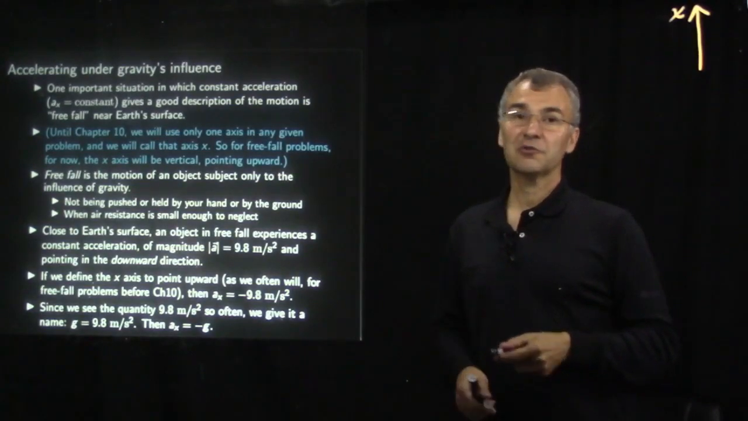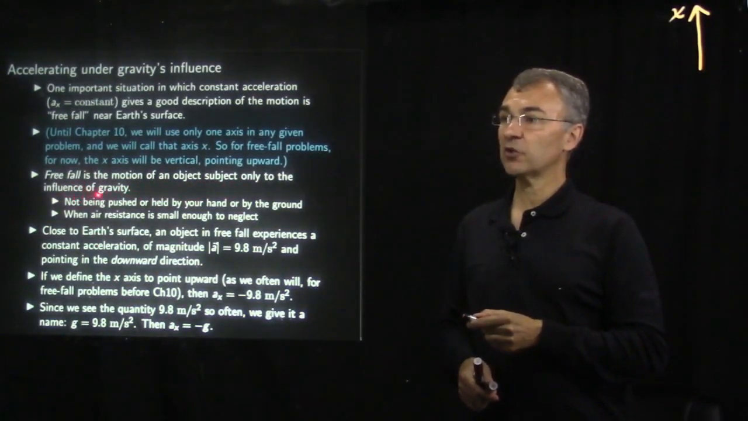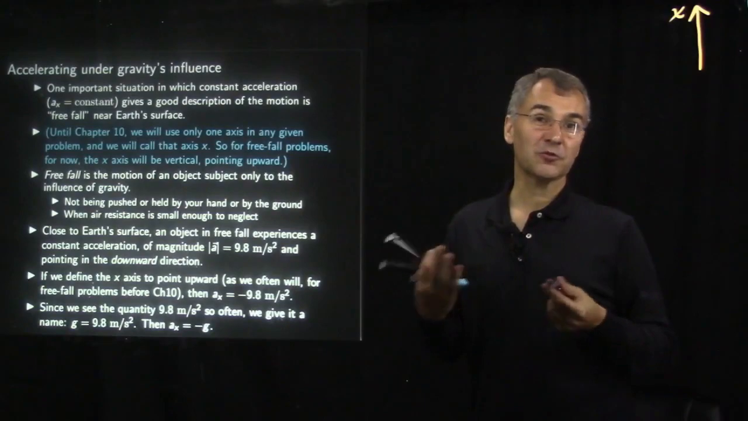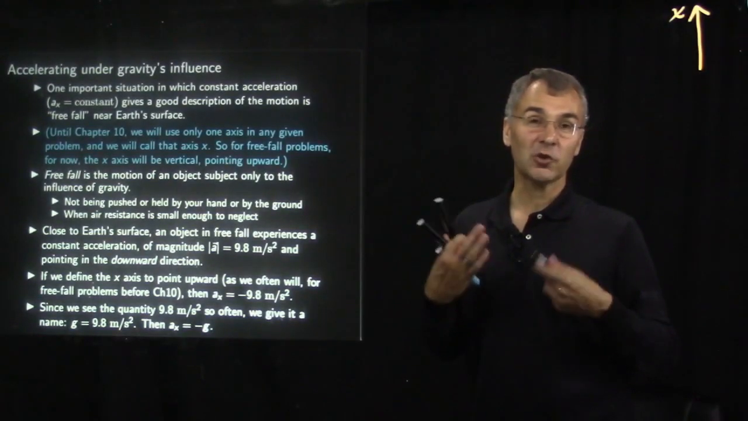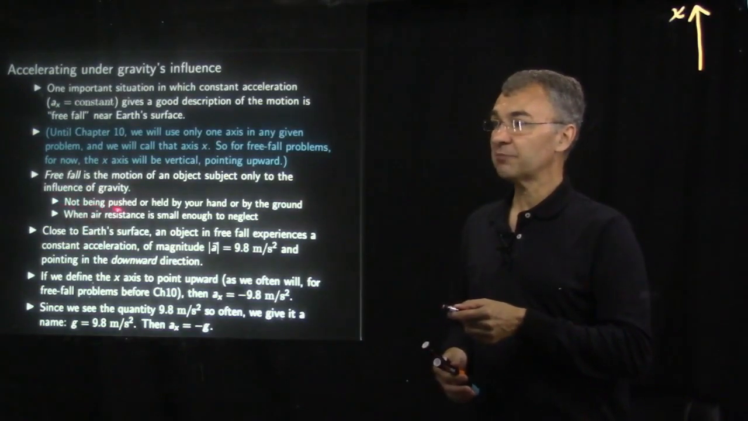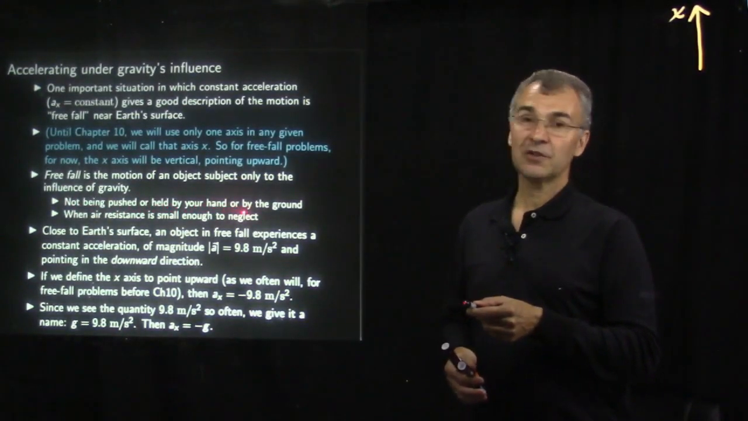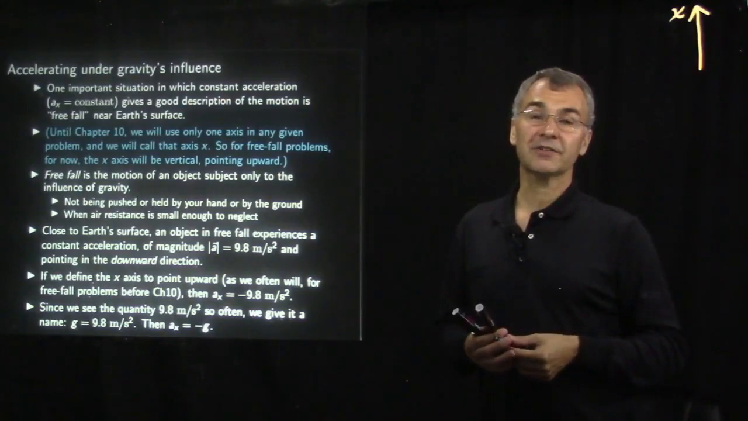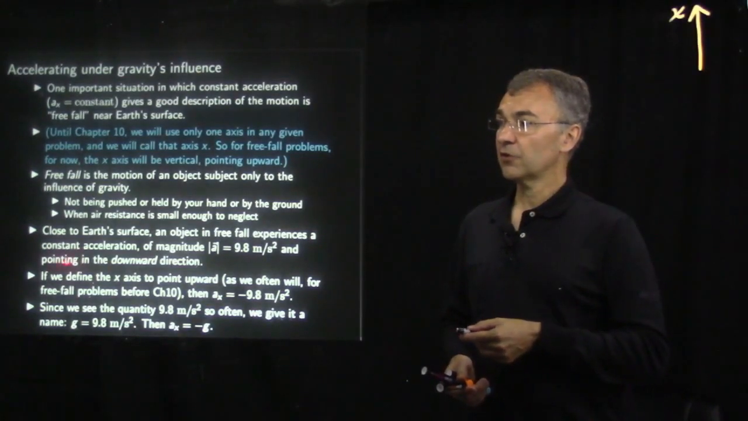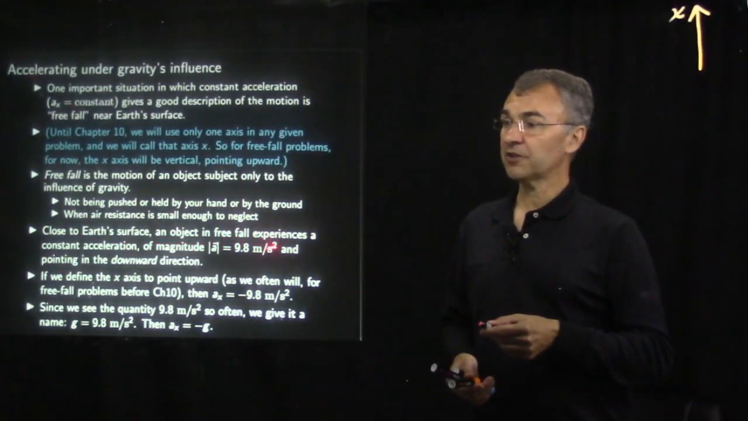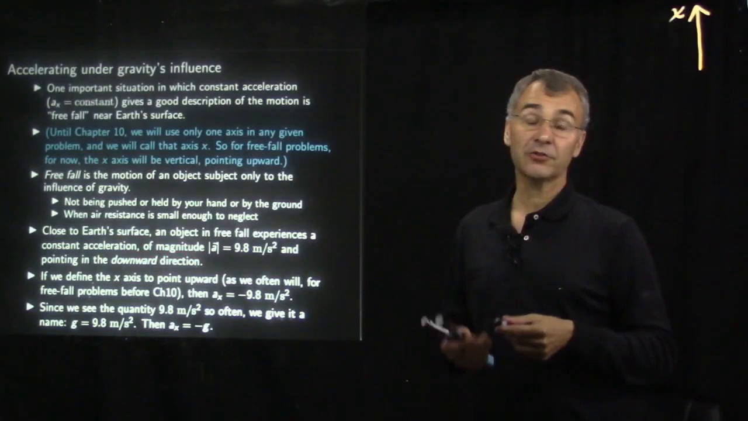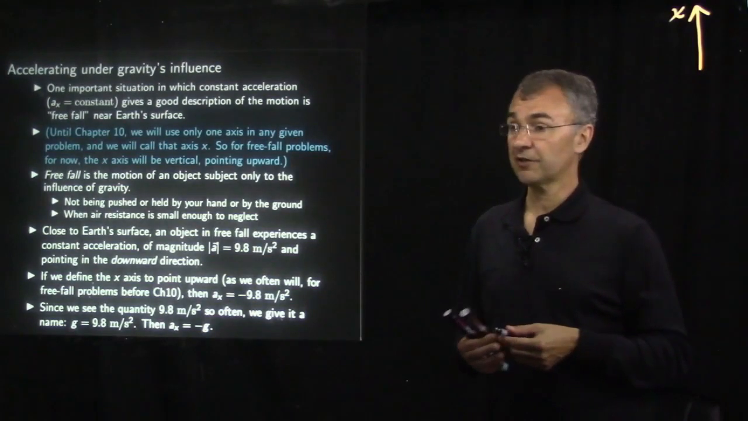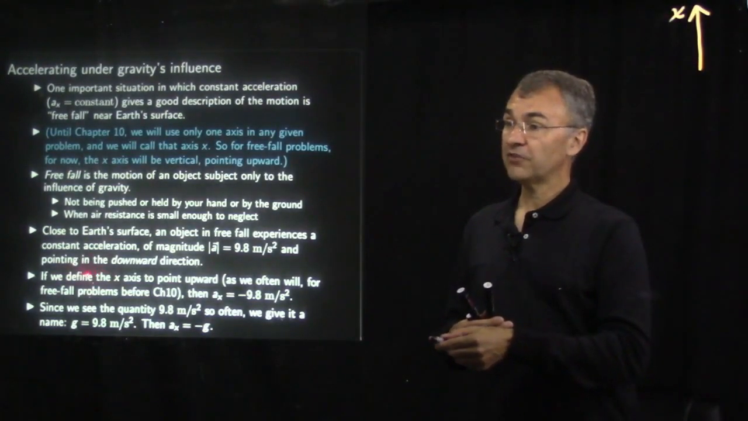Okay, so free fall is the motion of an object subject only to the influence of gravity. No other influence. Later we'll say no other force, but we don't know the word force yet. So subject only to the influence of gravity. That means it's not being pushed or held by your hand or by the ground. And it also means the air resistance is small enough to neglect. So close to Earth's surface, an object in free fall experiences a constant acceleration whose magnitude is 9.8 meters per second squared, and points in the downward direction.